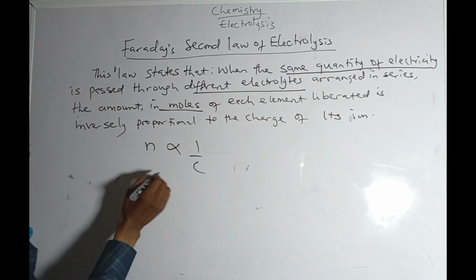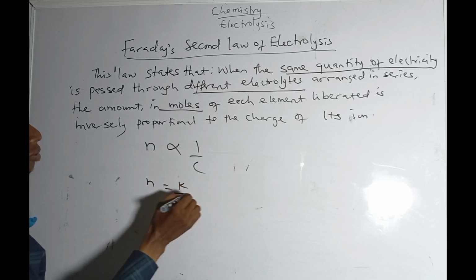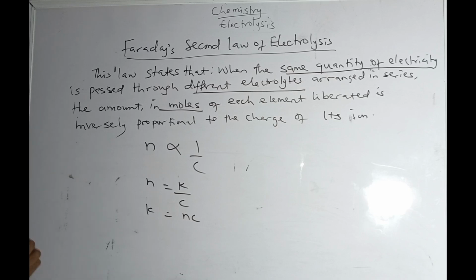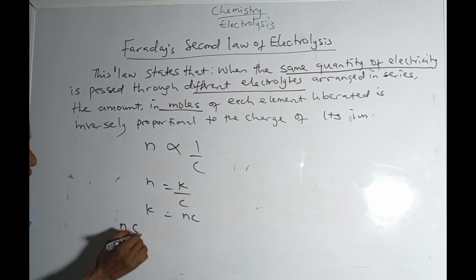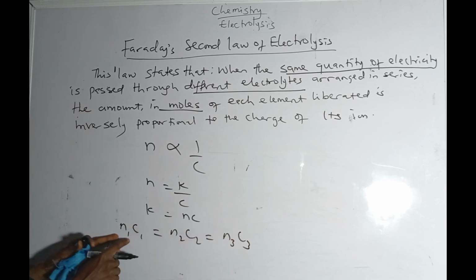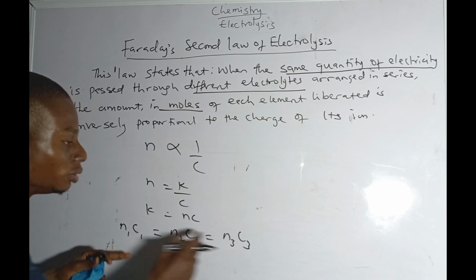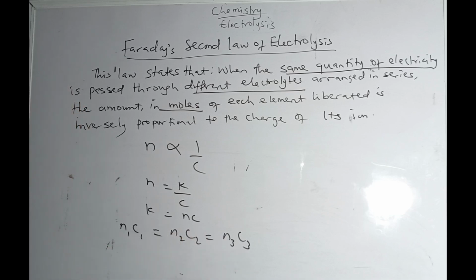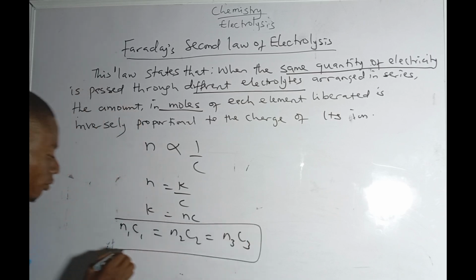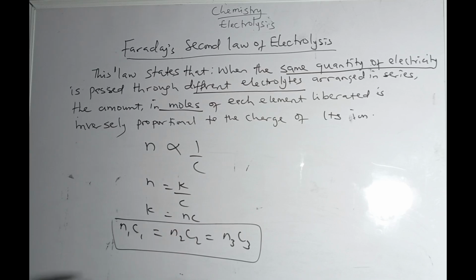So in that case, it will not be K over C. K is equal to what? NC. So for 2 or 3 elements, 3 solutions arranged in series, 2 or 3 elements liberated, we now have N1C1 equal to N2C2 equal to N3C3. So it depends. You can equate this one to this one, or this. It depends on the question. So this formula is very important. Let's take note of this formula for the second law of electrolysis.